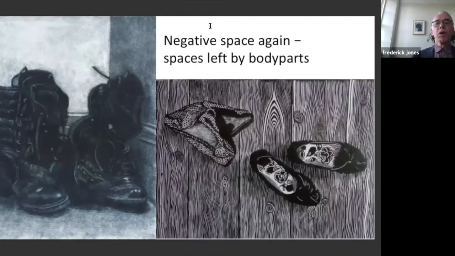Here are more close-ups, this time not of body parts as such, but of the spaces left by body parts. On the left, a pair of boots, and on the right, hidden under probably some of the people that you can see, a pair of slippers and some underwear on a wooden floor. And here there's almost a joke. The wooden floor is carved into wood to make the wood engraving. On the left, the boots are a mezzotint, which is done in copper.